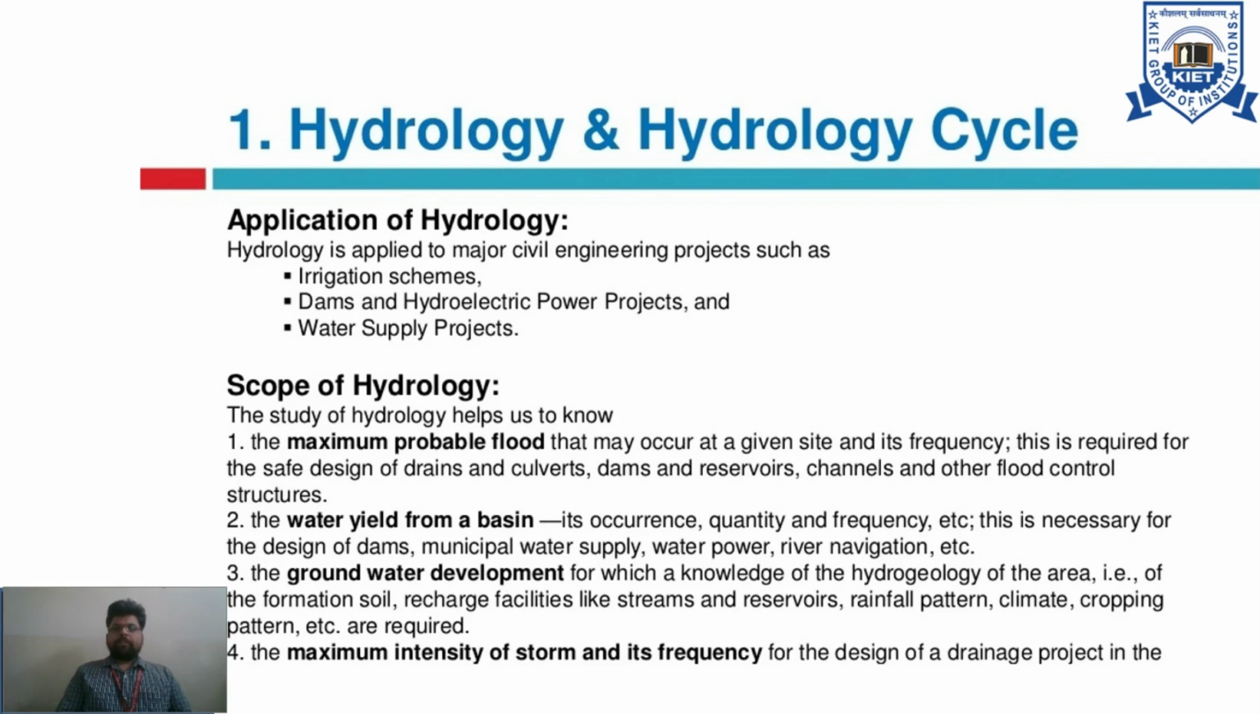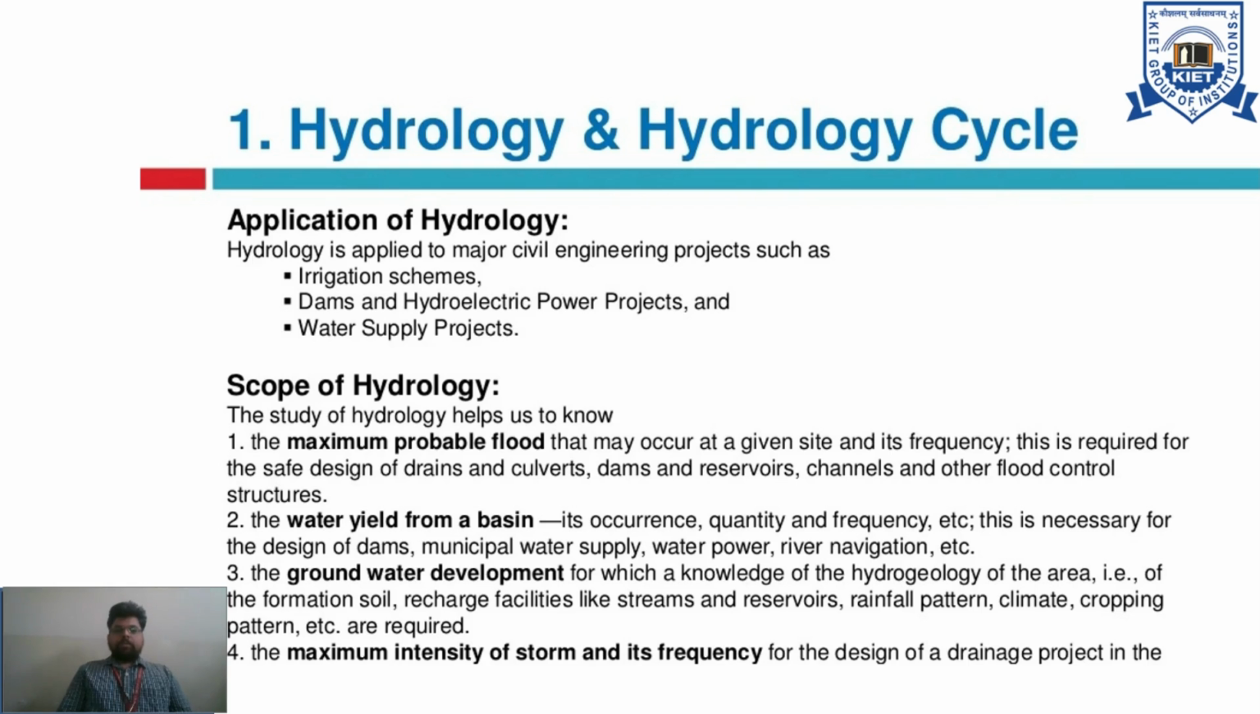The study of hydrology helps us to know the maximum probable flood that may occur at a given site and its frequency. This is required for the safe design of drains and culverts, dams and reservoirs, channels and other flood control structures. The scope of hydrology also extends to the water yield from a basin, its occurrence, quality and frequency. This is necessary for the design of dams, municipal water supply, water power, irrigation and river navigation, etc.